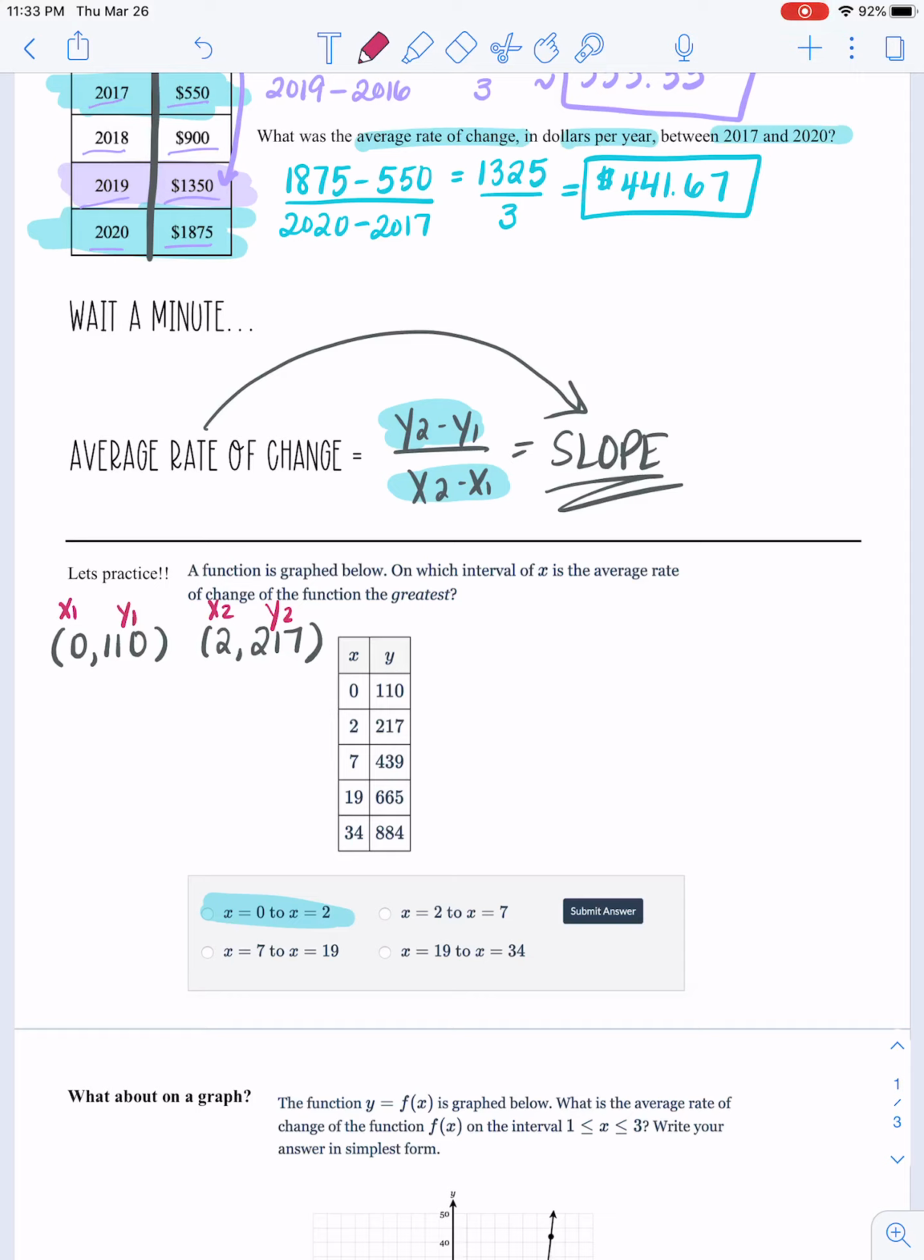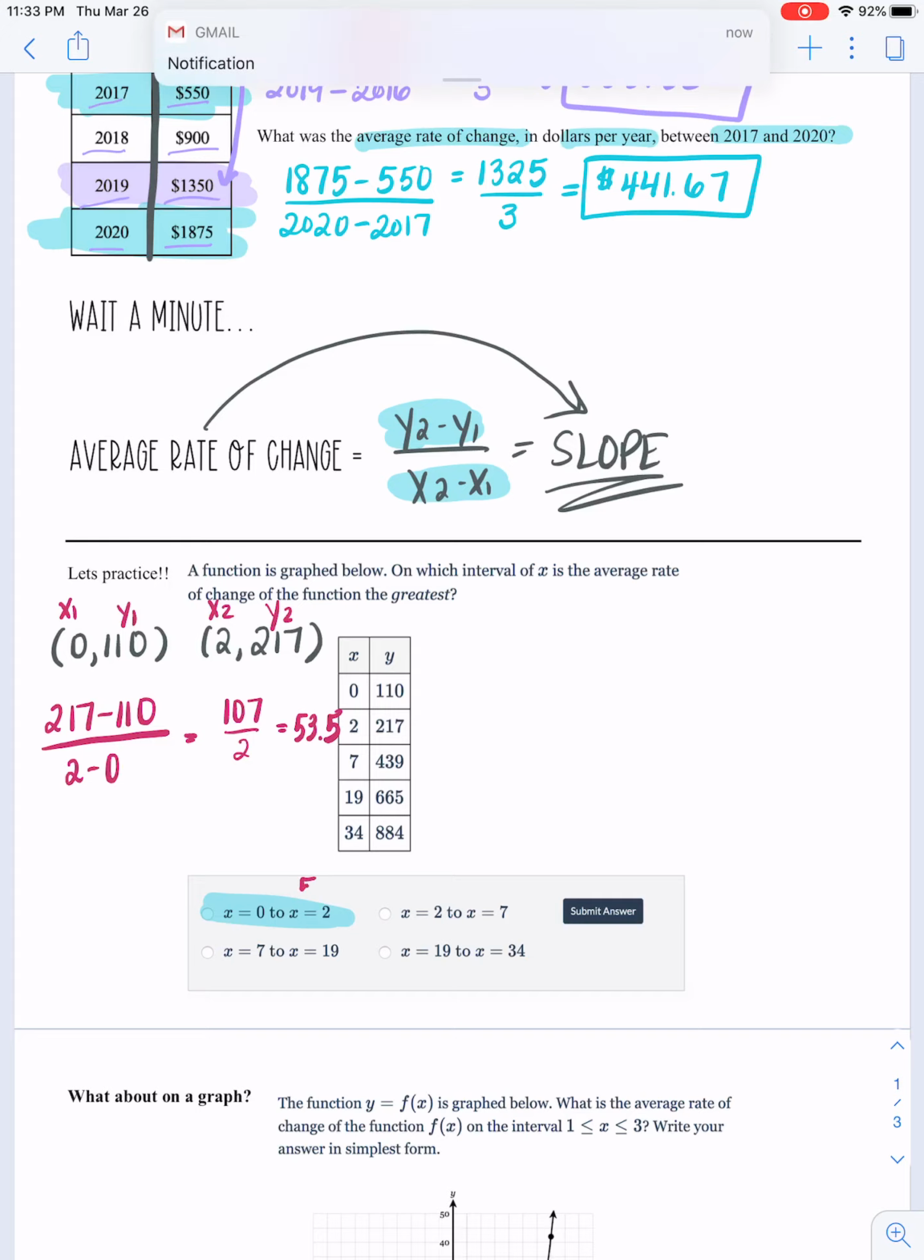Now to find our average rate of change, we use our slope formula, y2 minus y1. So that's 217 minus 110 over x2 minus x1, 2 minus 0. I get 217 minus 110 is 107 over 2. And this is going to give me 53.5. So that was the average rate of change for that piece right there.